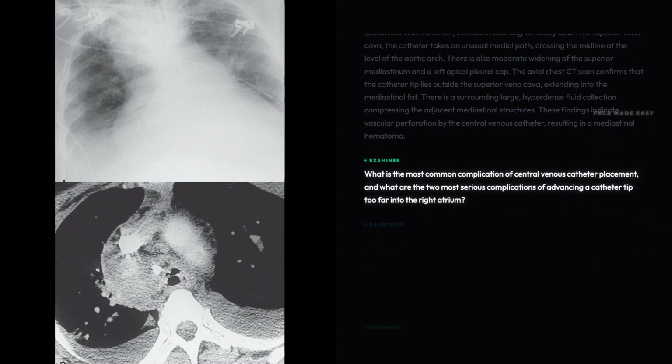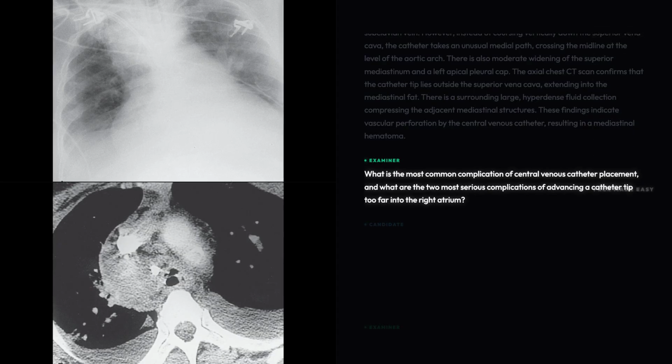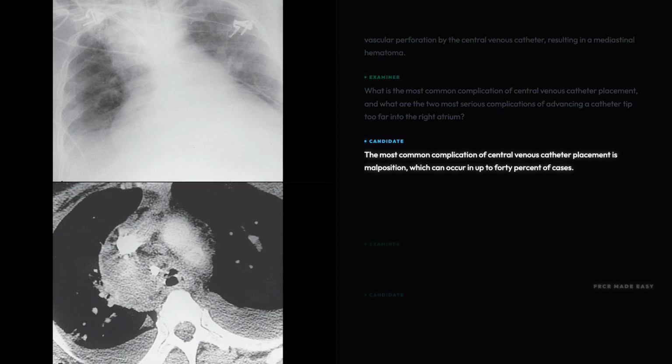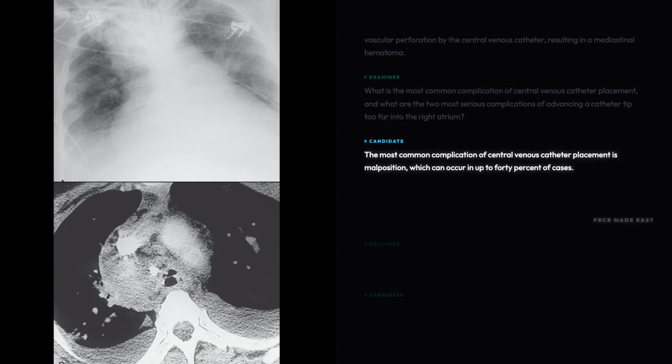What is the most common complication of central venous catheter placement? And what are the two most serious complications of advancing a catheter tip too far into the right atrium? The most common complication of central venous catheter placement is malposition, which can occur in up to 40% of cases.